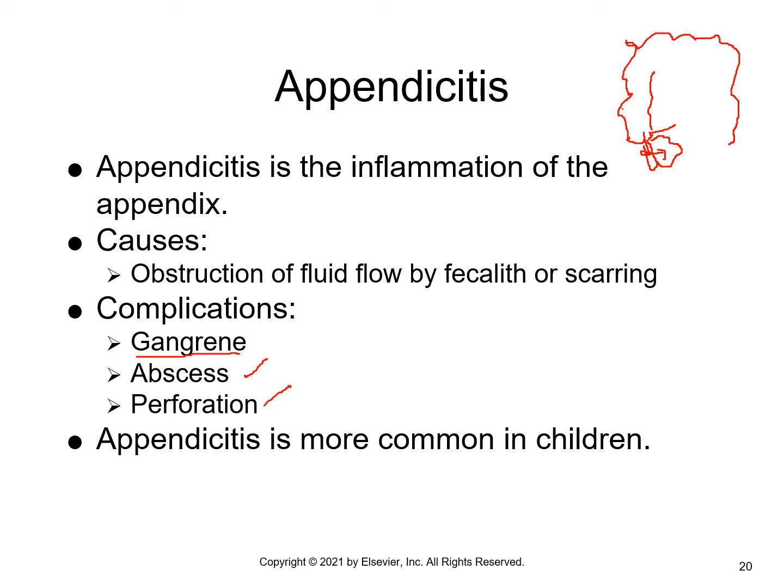And what rebound tenderness is, if you press your hand into your right lower quadrant, it's going to be a little bit uncomfortable. But with rebound tenderness, when you press and release, the significant discomfort comes upon release. So when your abdomen rebounds to its normal position, that's when the significant pain sets in. Appendicitis is more common in children. This can be something that's evaluated by CT, ultrasound, or X-ray.